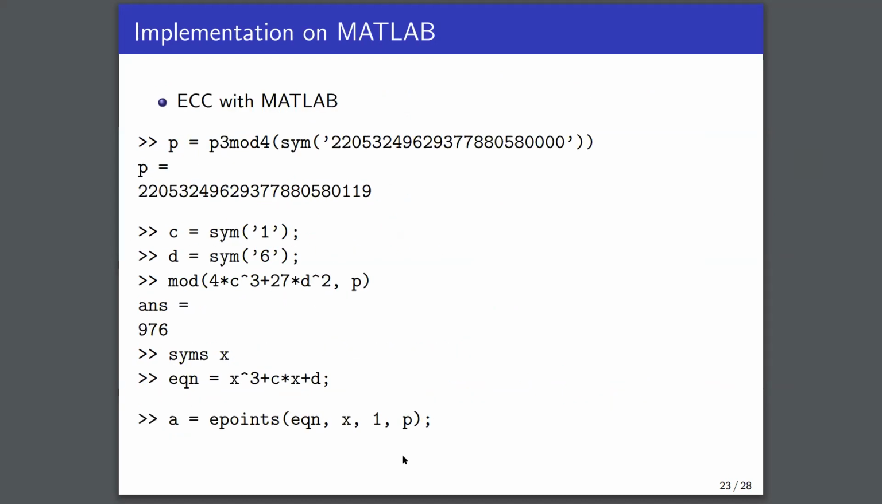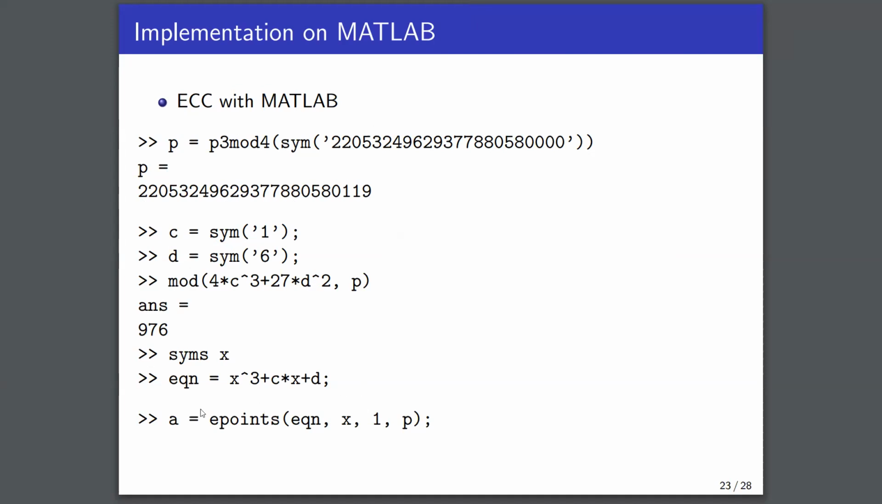Now suppose we want to do elliptic curve cryptography with magic. We have already defined the elliptic curve. Now of course for cryptography we need a very large prime. So we have chosen this to be our prime. And then we have taken the same coefficients C and D, and modulo P, it is 976, which is of course non-zero modulo this large prime.